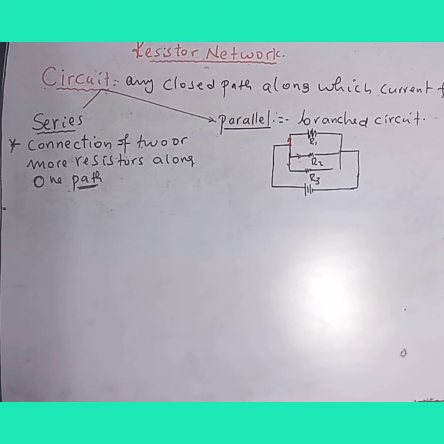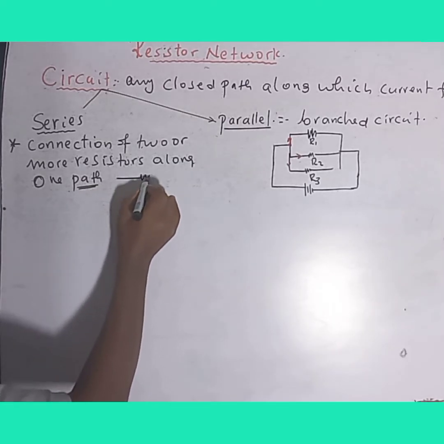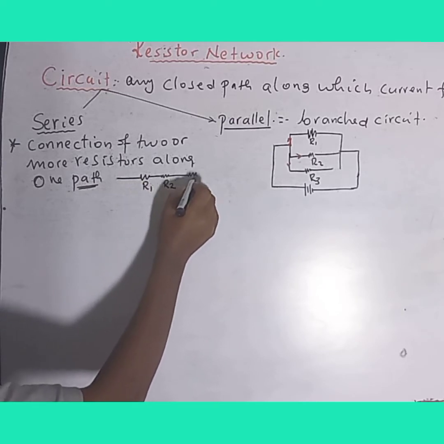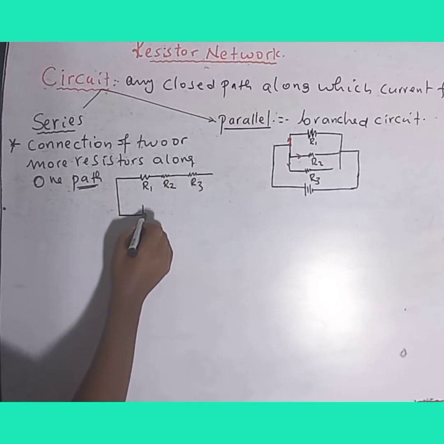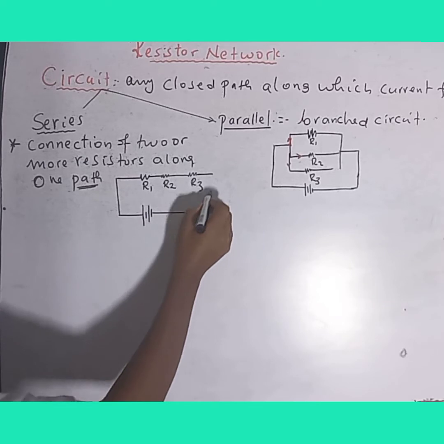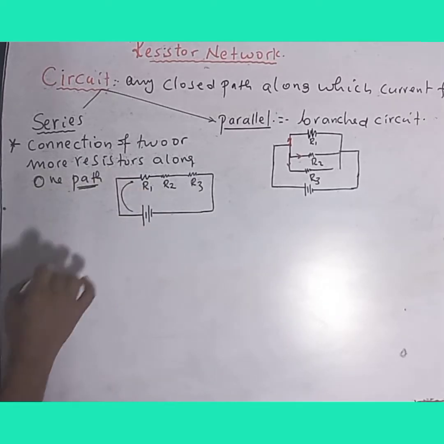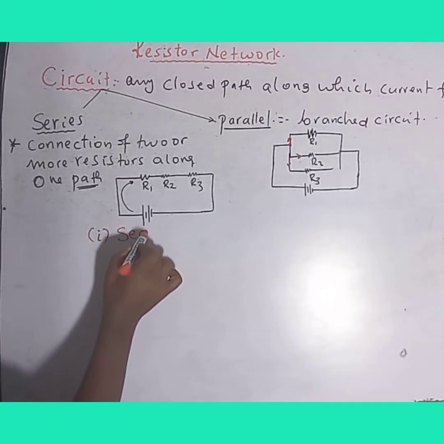For a series connection of resistors, R1, R2 and here is R3, they are connected along one path. Current flows only in one path. And let's see a series connection in detail.